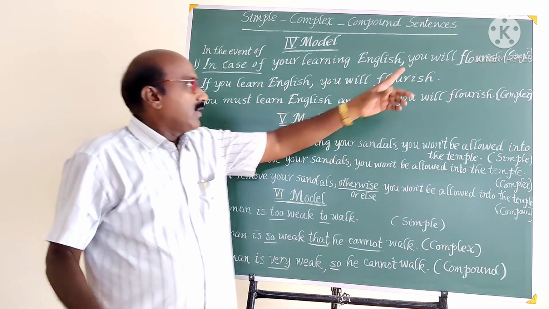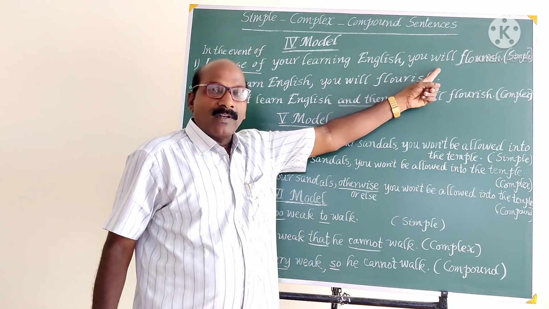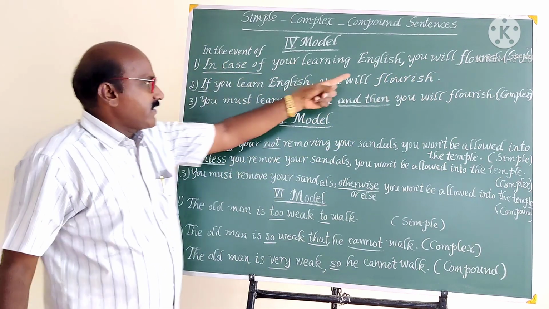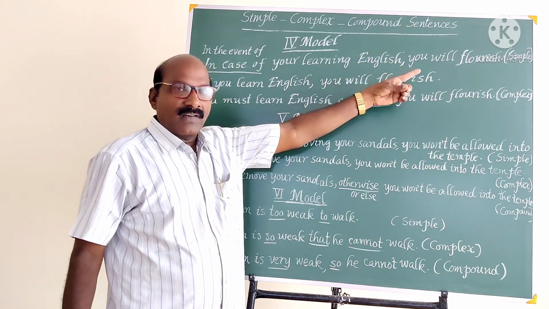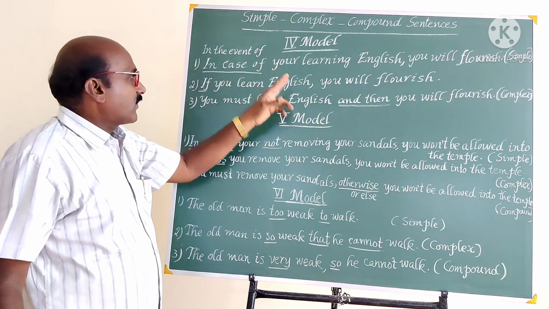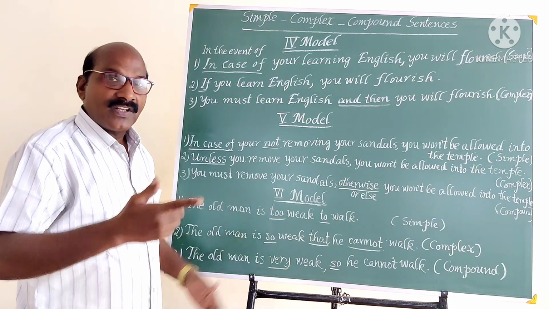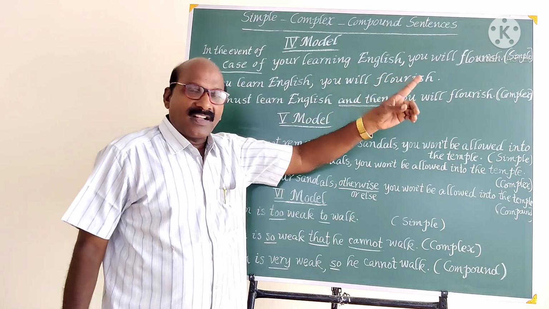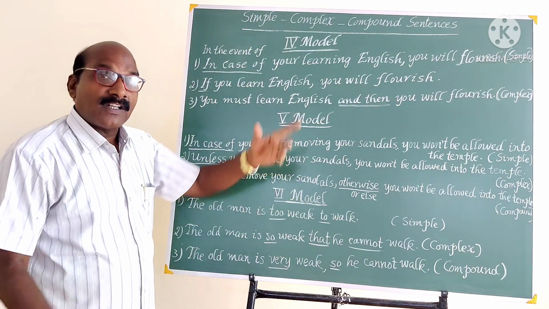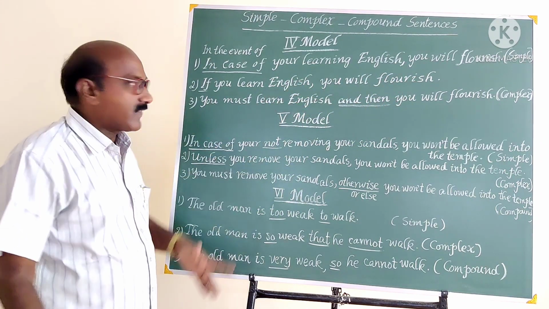You will flourish. There is only one finite verb, will flourish. And all this is a phrase only. It gives some additional meaning to the given sentence. In case of your learning English, this is only a phrase. As it has only one main clause, that is simple. Then how to convert that simple sentence into complex?